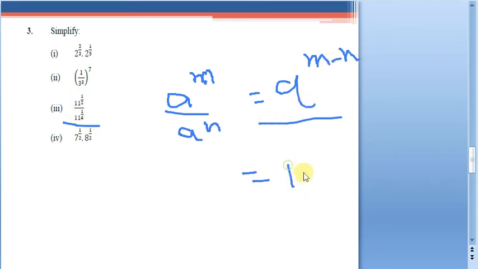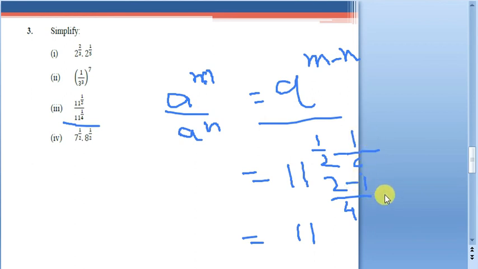So with 11 as the base, m is 1 by 2 minus 1 by 4. Now just take the LCM. The LCM is going to be 4, and it will go 2 times in the first term, 2 into 1 is 2, minus it will go 1 time, 1 into 1. So it is 11 power 1 by 4. That is going to be your answer.